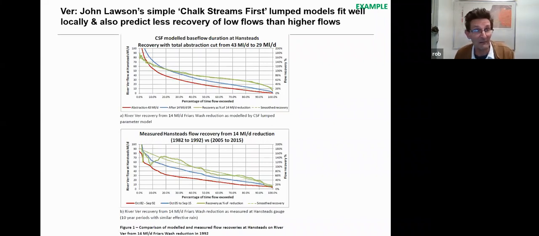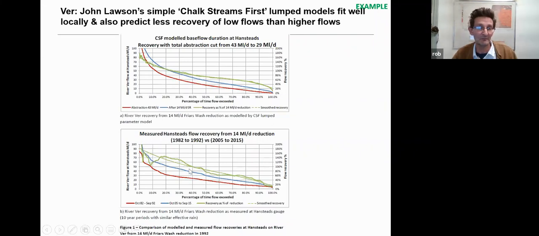But they fit really well, and it's interesting to note that even just having a simple lump parameter model that is essentially a non-linear representation of the head driving flow into a chalk stream, you can take out abstraction from that and you still find this notion that under low flow conditions, you get a lot less flow recovery than you would under high flow conditions. So even with a much simpler model, that seems to be the case. In this case, he's got an example where his model's prediction of what happened after a particular abstraction was switched off is not a million miles away from the kind of gauge flow response.